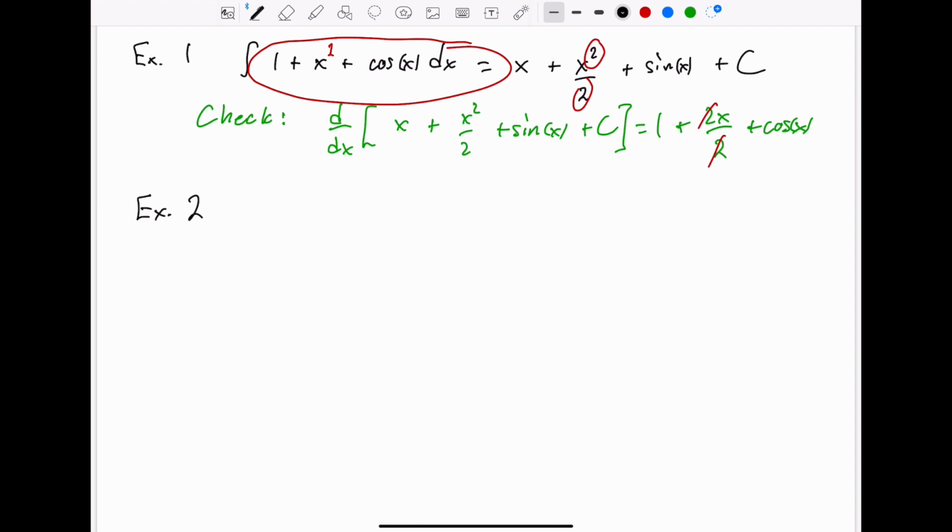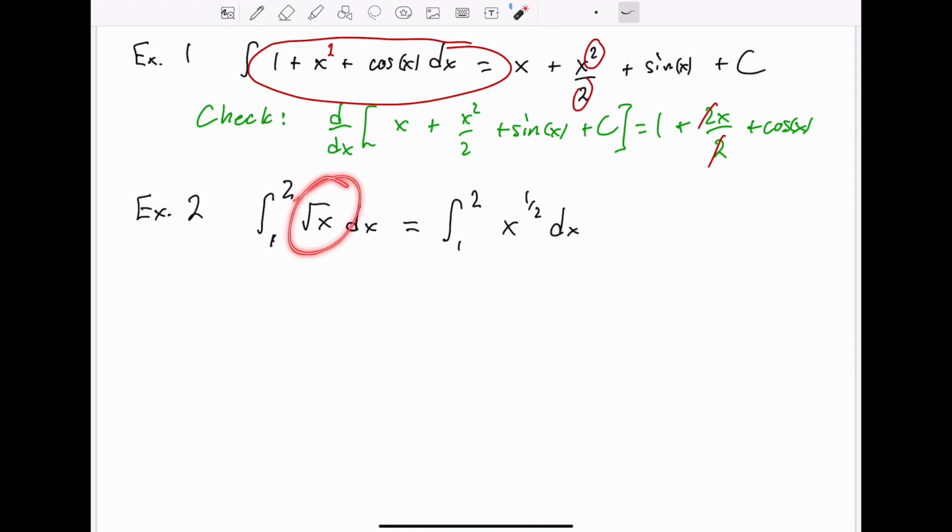Example 2 is a definite integral. So we will use the fundamental theorem of calculus to first find the antiderivative capital F, then plug in the upper limit 2 and then the lower limit 1 and take the difference. The square root of x can be represented as x to the 1/2, and we can once again use the power rule. Now, we see the square root of x fairly often for antiderivatives, so you want to be really comfortable with the integral of square root of x.